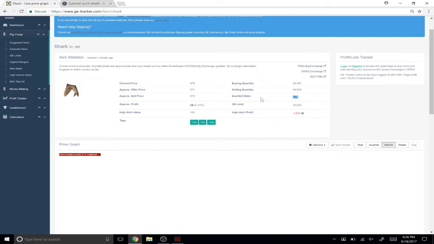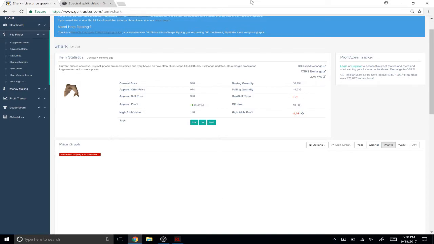Now, you want to be careful though, because GE Tracker prices are a little bit delayed or a little bit inaccurate in my opinion, so I think they're either like 10 minutes behind or something like that, unless it's freshly updated right in front of you. So you just want to be careful for that, because sometimes they do list old prices, so just be wary.